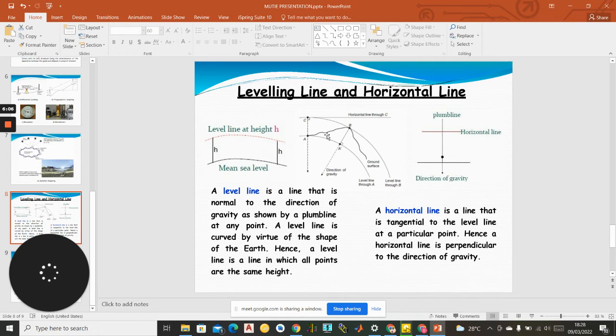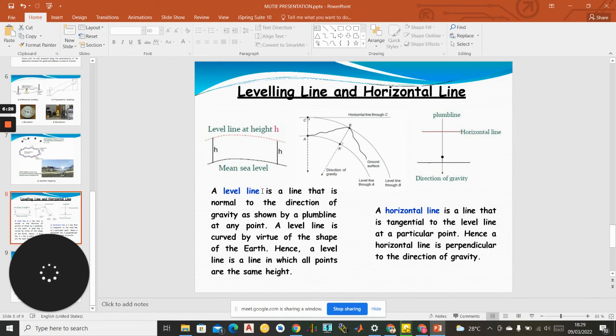The level line at height H means sea level. You can see it there. You can also see the image here with direction of gravity there. Ground surface is here, and then you have horizontal line through C, and you have also level line through A, then level line through B.